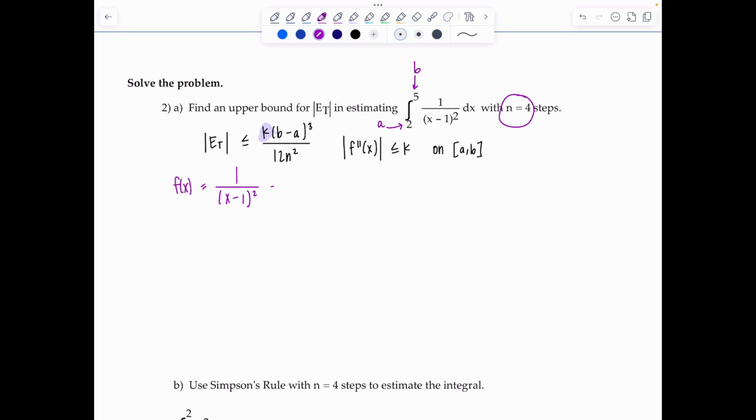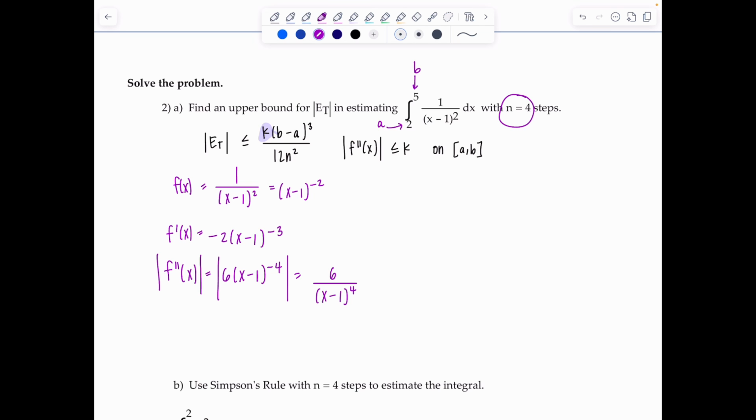So before I start, let me rewrite this as (x minus 1) to the negative second. So then f prime of x is going to be negative 2 times (x minus 1) to the negative third. And then we need one more, so f double prime of x is going to be 6 times (x minus 1) to the negative fourth. So you have a couple options. I need to find an upper bound on the absolute value of this second derivative. Now the absolute value of f double prime, it's already positive, right? So nothing's going to change.